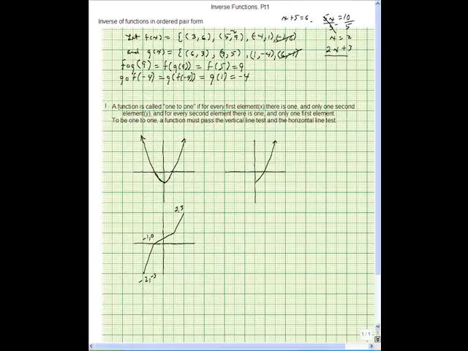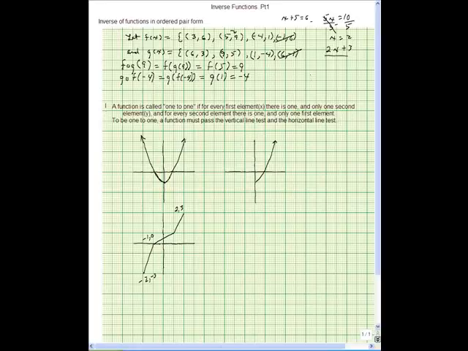A function that will have an inverse is called a one-to-one function, and we say a function is called one-to-one if for every first element x, there's one and only one second element y. Well, that's just the definition of a function. And for every second element y, there is one and only one first element x. That means that the reverse will also still be a function.